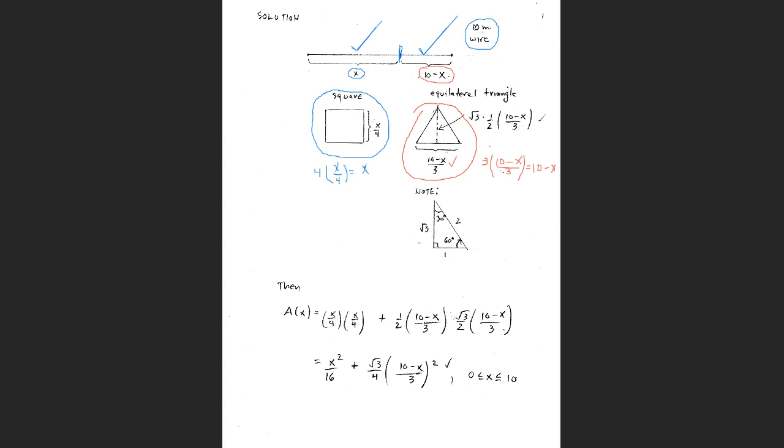Now, we need to find the areas of the square and the equilateral triangle. The square is no problem. The area of a square is length times width. But the area of the equilateral triangle, well, what is the area of a triangle? What's the formula for the area of a triangle?